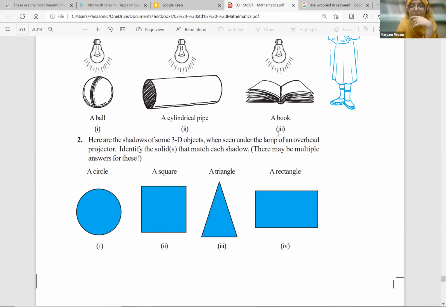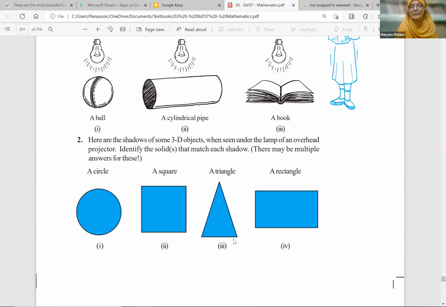Hiba, now tell me. Okay, a triangular prism. Let's come back to this question. If a shadow is a triangle, what could be the possible shapes of the 3D objects? The first thing you said was a triangular prism, correct? A triangular prism can give the shadow of a triangle, okay?